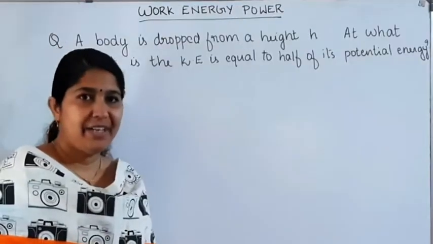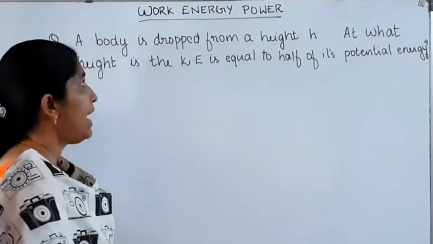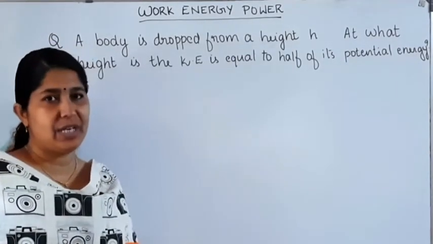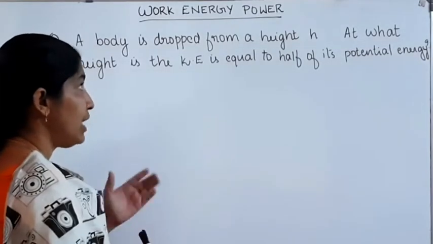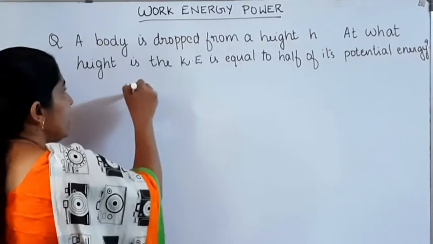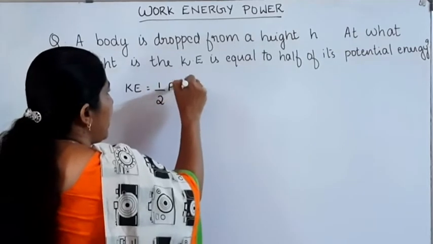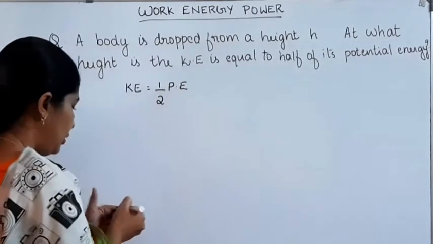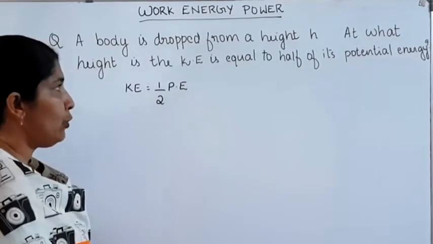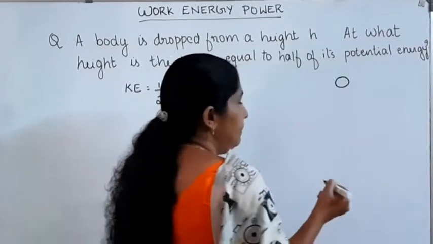Okay. Next question. A body is dropped from a height h. At what height is the kinetic energy equal to half of its potential energy? Okay, at what height is the kinetic energy equal to half of the potential energy? That's our question. For this we want to consider a body which is dropped from here.